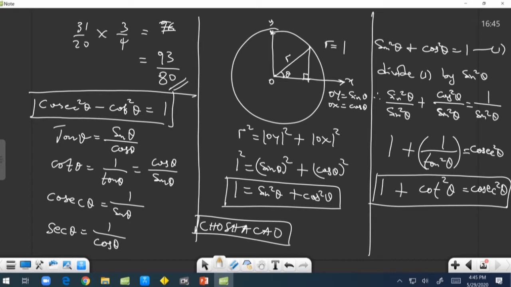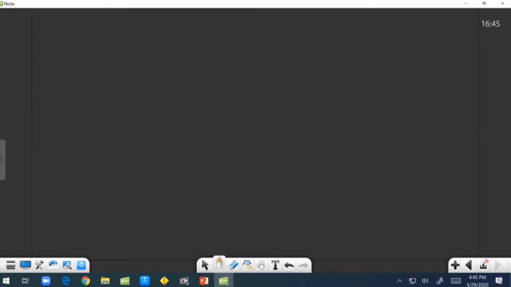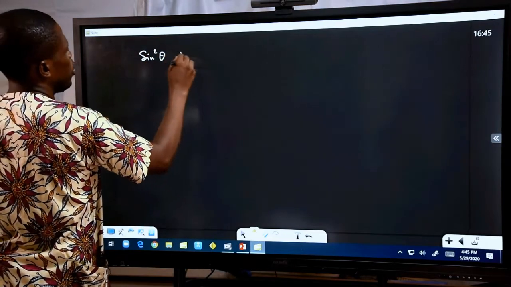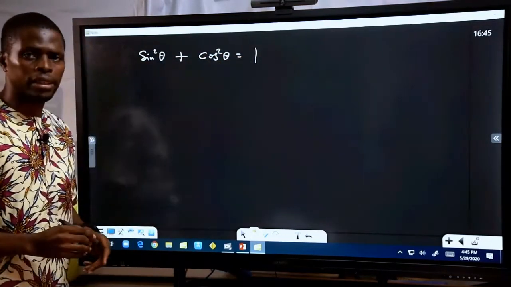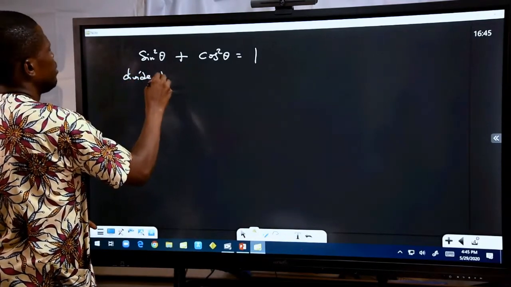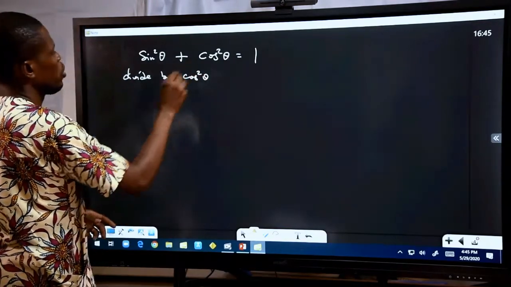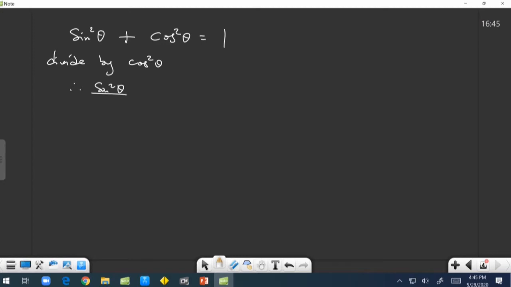Now, instead of dividing by sine squared theta, we want to divide by cos squared theta and see what happens to the trig identity in equation 1. We have sine squared theta plus cos squared theta is equal to 1. Once again, we divide through by cos squared theta. We have sine squared theta divided by cos squared theta, plus cos squared theta divided by cos squared theta, equal to 1 over cos squared theta. Sine squared theta divided by cos squared theta will give us tan squared theta, plus 1.